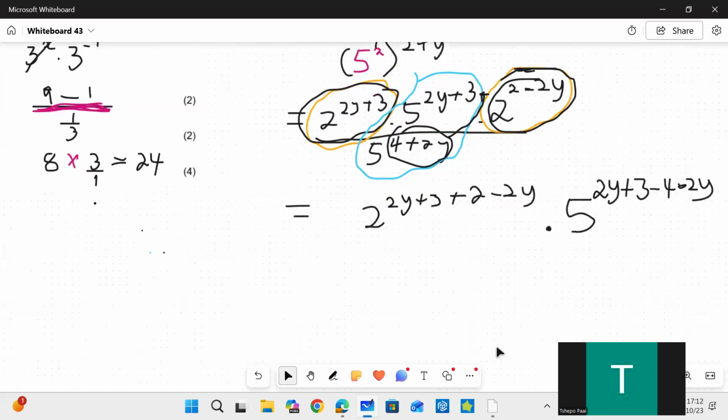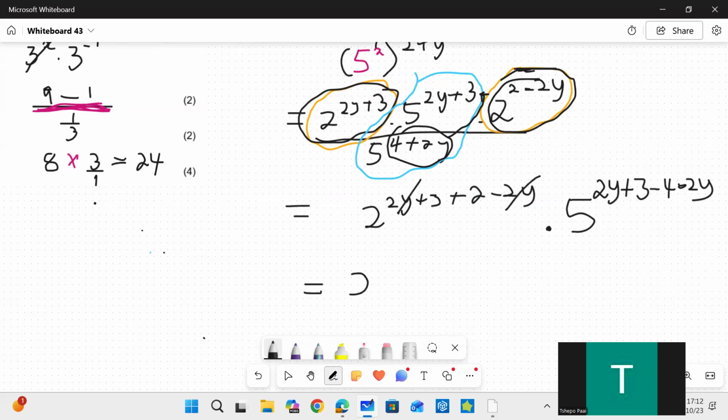Moving on. Let's see what will happen then. Now you have 2y minus 2y, which will give us 0. So I'm left with 2 to the exponent 3 plus 2, which will be 5. So it's 2 to the exponent 5. Here now we have base 5 there. 2y minus 2y gives me 0. 3 minus 4 is minus 1.